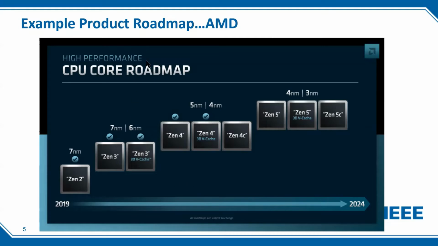So here's an example of AMD. Everybody's heard of AMD, I'm sure. They make CPU cores. This is a roadmap from 2019 to 2024. So that's a 5-year roadmap. That's actually longer than what I've seen at a lot of companies. Most companies will do maybe a 1.5-year roadmap, 6-month roadmap, 12-month roadmap, pretty short term. But whatever the roadmap, it lays out a plan.